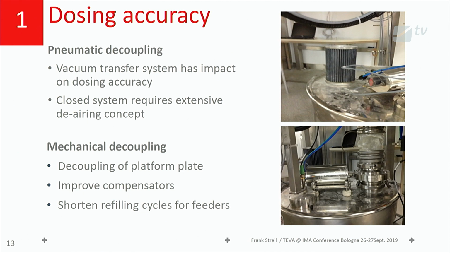And why is this a problem? There are two factors that need to be considered. One is the pneumatic issue, because as you work in a closed system and transfer via vacuum, all the sucking of the material can disturb the balances if you do not have a proper de-airing concept. The other thing is the mechanical decoupling, which is also very important. We had hard work to do to really decouple our platform where the dosing units are, because there was always some inexplicable disturbance. For example, a pallet truck passing by in the corridor was really giving us a headache. So, very important.